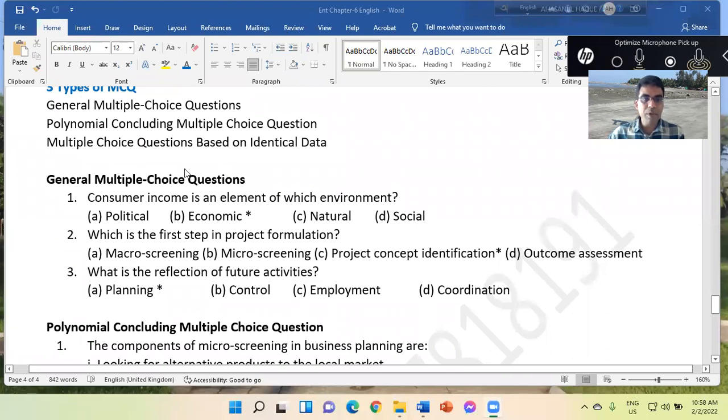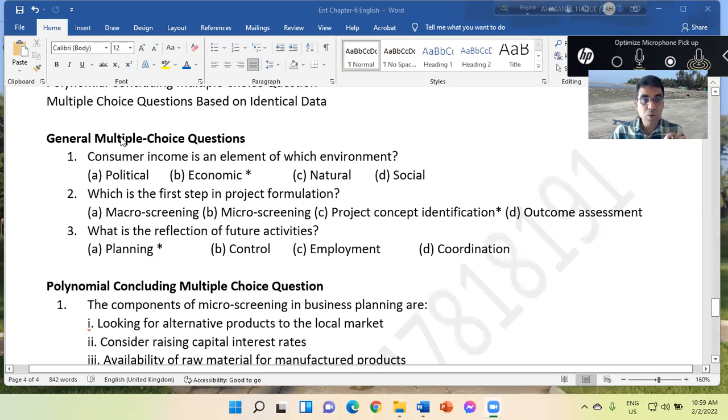Here is written general multiple choice questions. How consumers' income is an element of which environment? Follow. Though answer is given, you can see consumers' income is an element of which environment. বলছে যে গ্রাহকের আয় কোন পরিবেশের উপাদান? Political, economic, natural, social. Which one? Sir, economic. Exactly, economic. Consumers' income is an element of economic environment.